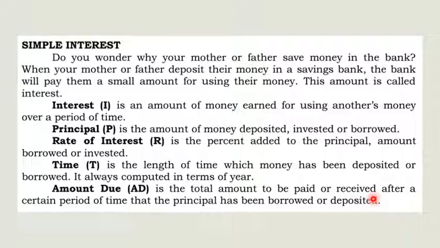So, halimbawa, nagpautang kayo ng 1,000 pesos, then 2% ang interest rate. So, yun, 20 pesos ang tubo noon, interest. So, magkano ngayon lahat? Yun yung amount due. So, ibig sabihin, ang babayaran na nung umutang is 1,020 kasi kasama na yung interest. So, yun po yung AD.